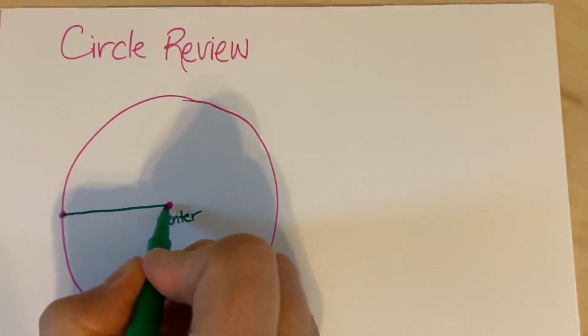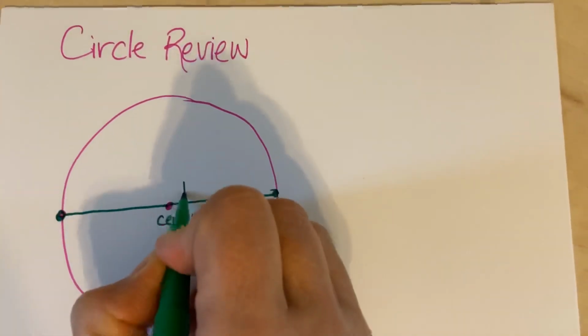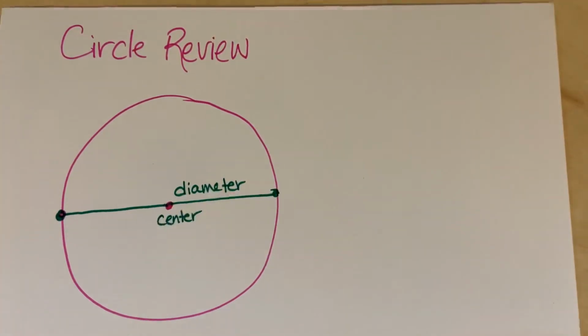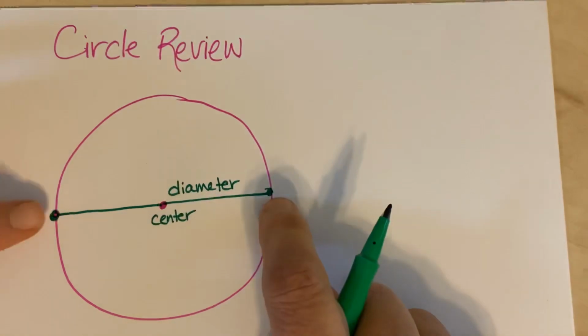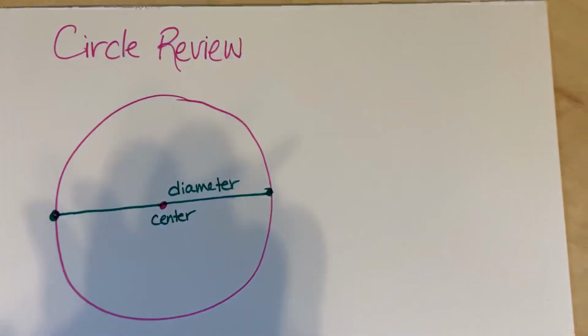If that's the center, that would be your diameter. Okay, it goes from one point of a circle through the center to another point on a circle. Okay, that's what a diameter is.